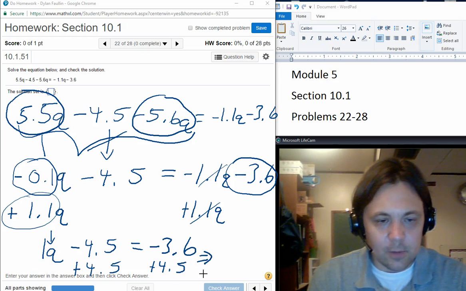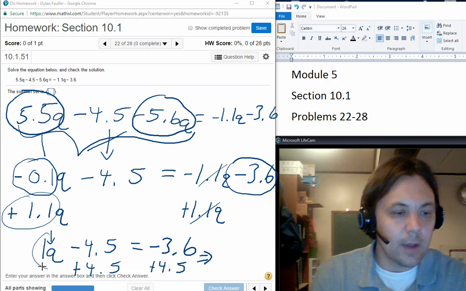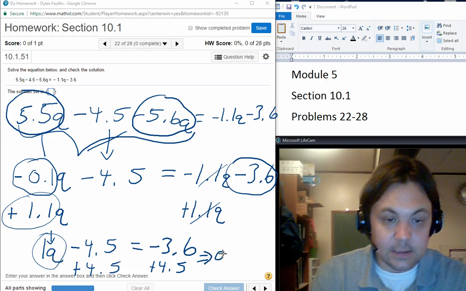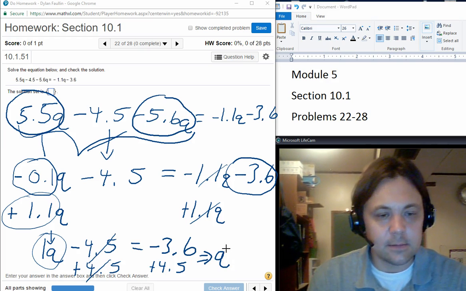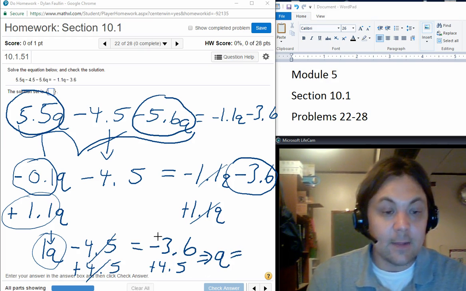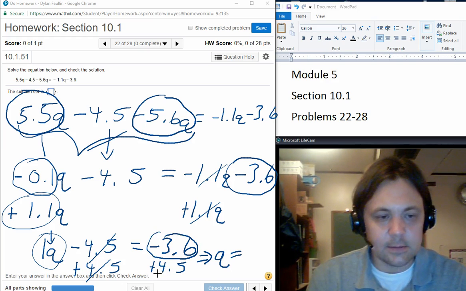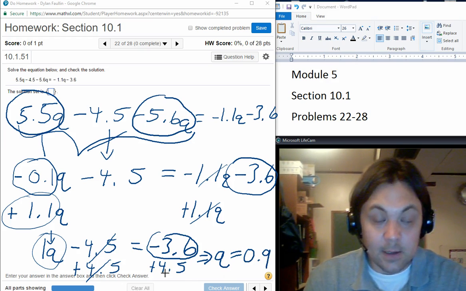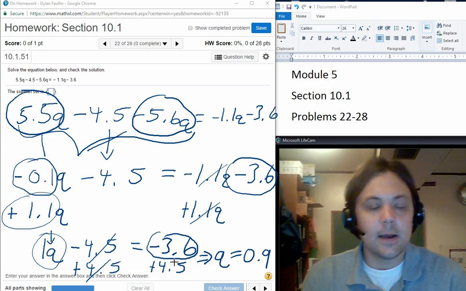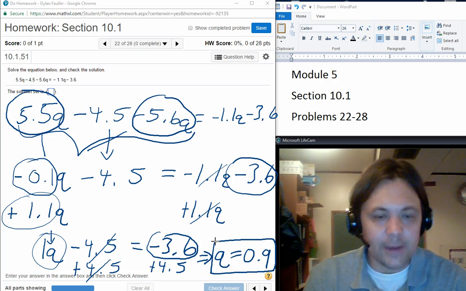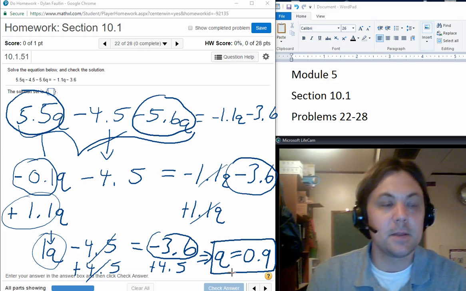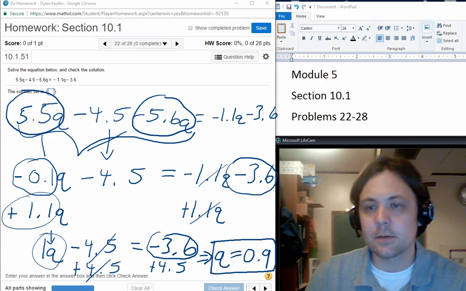Since I'm running out of room, I'll just write it over here to the right-hand side. We have 1q, which we can just write as q, right? 1 times q is just q. The 4.5s cancel out. We copy over the equal sign, and then we have negative 3.6 plus 4.5, which is going to equal 0.9. It'll be positive, because this time the bigger number is the positive number. 4.5 minus 3.6 is 0.9. So that'll be the solution for number 22 in this particular case.